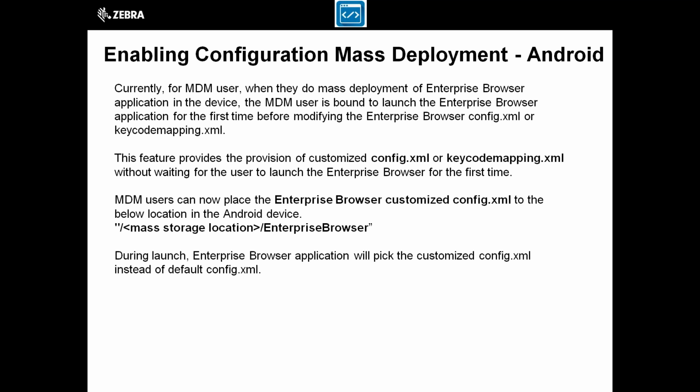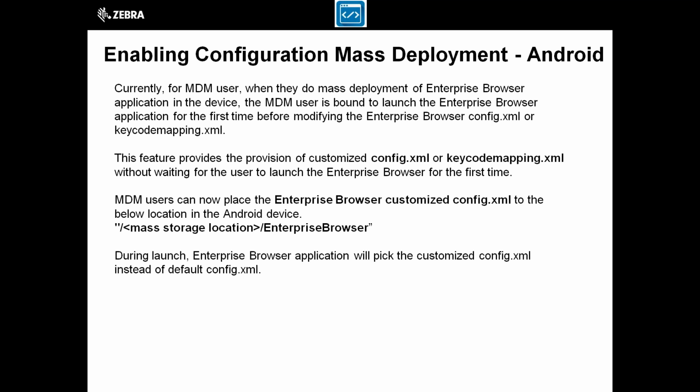Customize the config.xml from his local PC or from an admin location, and then push the customized XML to the device. So there was always a need of launching the application, then getting the config.xml, modifying it, and pushing it back to the device. So the extra two steps were always needed for mass deployment. So we have removed this extra step for mass deployment purposes.